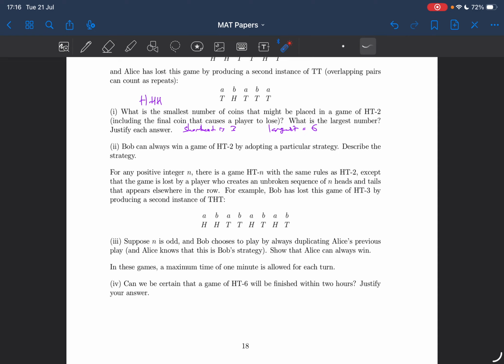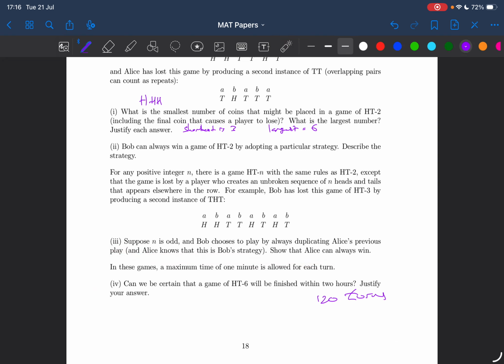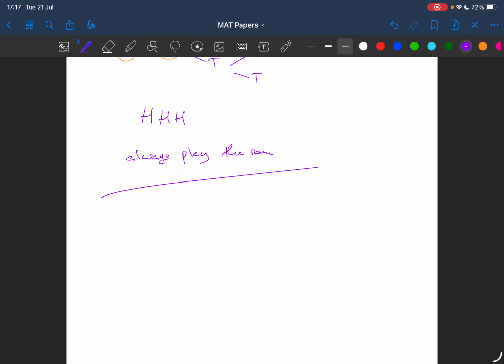Last one up in here then, was it? In these games, a maximum time of 1 minute is added for each turn. Can we be certain that a game of HT6 will be finished within 2 hours? Whoa. 1 minute. Okay, so we've got 120 turns. I don't know why they bother doing that one little step, just rephrase it. Are you guaranteed to win in 120 turns? Can the game last 121 turns? So that was HT6.